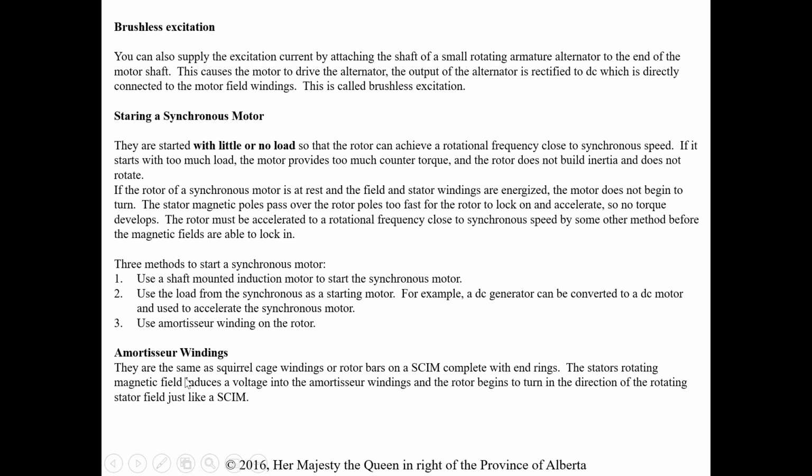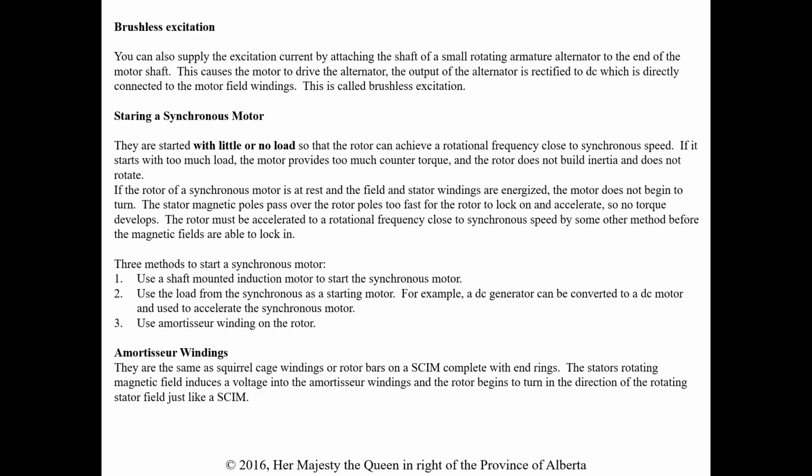Basically, we're going to create these windings embedded in the pole faces that are going to act exactly like the squirrel cage in an induction motor, complete with end rings. So if I have these bars going through and they're completed with end rings, now I have a conductor moving within that, or the conductor is stationary.